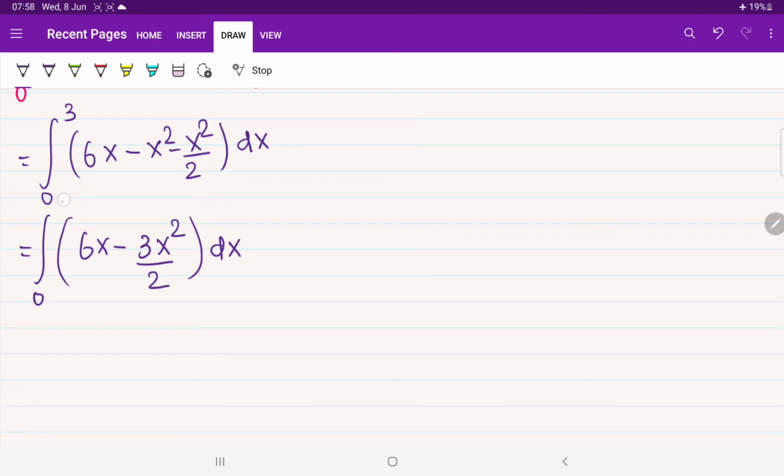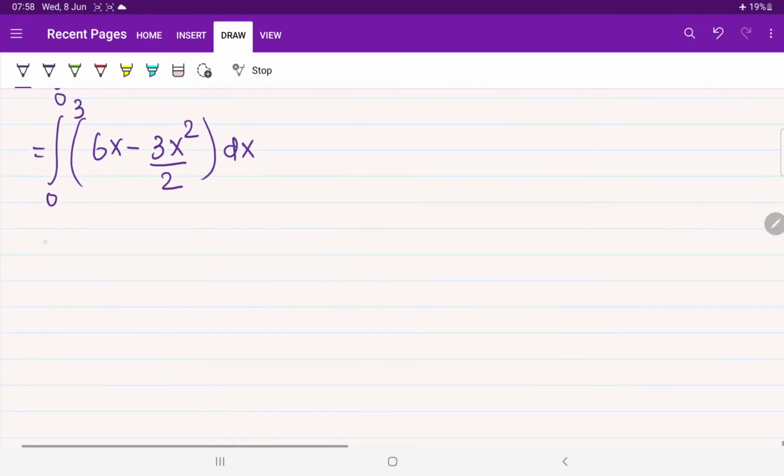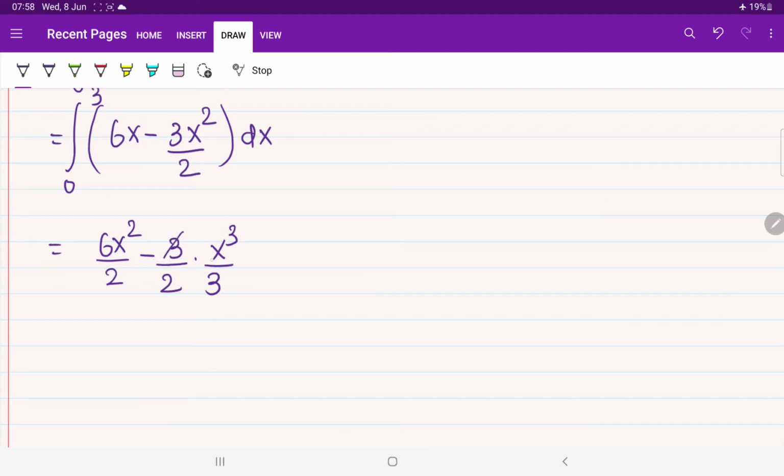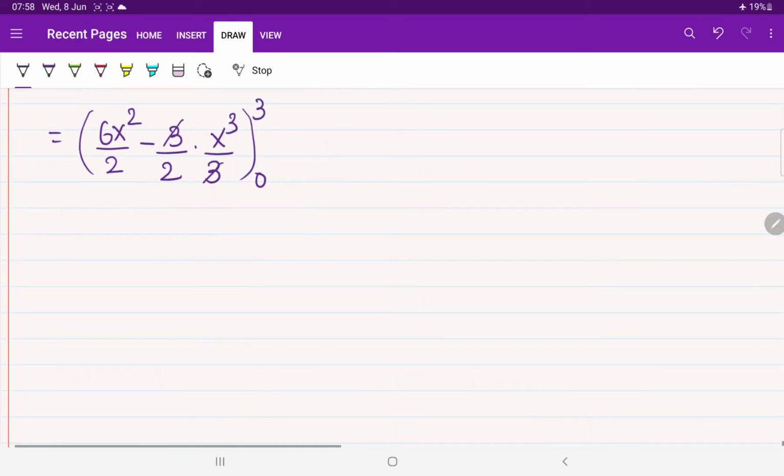Once again, it's time to integrate the function with respect to x. What will you be obtaining? This will become 6x power 2 by 2 minus 3 by 2 dot x power 3 by 3. One more 3 will appear. So this 3 will get cancelled with that 3. Now you can substitute the limits. Limits have been defined as 0 to 3.